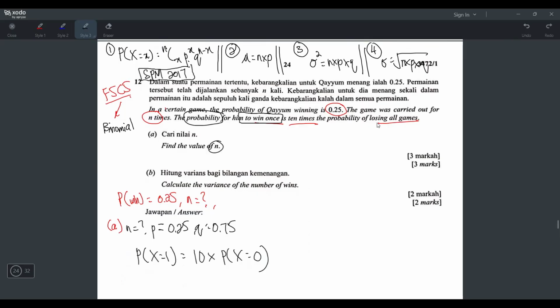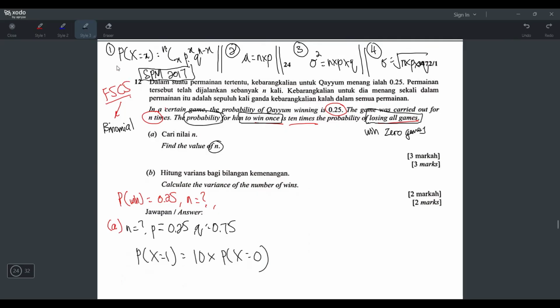So when you are trying to find the probability of losing all, you are winning 0 games. You win 0 games because you lose all the games. Imagine you lose all the games. It means you win how many times? You succeed how many times? You succeed 0 times. So that is why losing all games is the same as winning 0 games, P(X = 0).